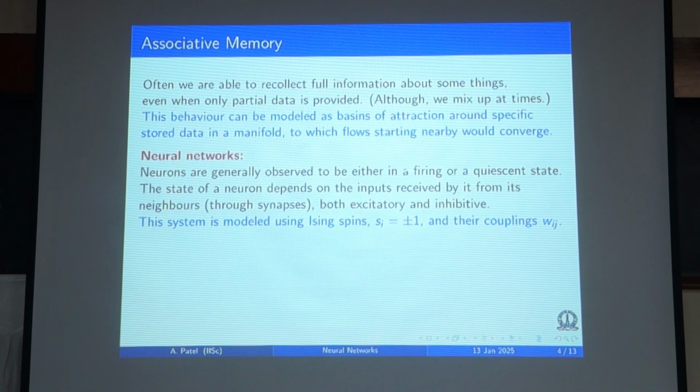So what is observed as the dynamics of neurons is that they are generally either in a firing state or a quiescent state, and those two states are mapped onto this plus or minus 1. The state of the neuron depends on the inputs received by it from all its neighbors through various synapses, and these inputs can be either excitatory or inhibitory. So this Wij is going to represent this connection through synapses, and it will have both positive and negative signs corresponding to excitation or inhibition.